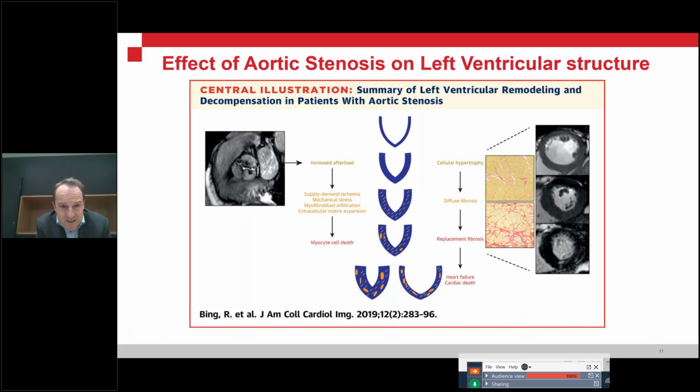Aortic stenosis is actually a devastating condition on the left ventricle itself. The increased afterload causes a supply-demand ischemia. There's mechanical stress, there's myofibroblast infiltration, and what actually happens is that the myocardium becomes diffusely fibrosed, and eventually this actually causes weakening of the heart muscle. And by the time that the heart muscle has become weak, patients tend to get very sick very quickly.